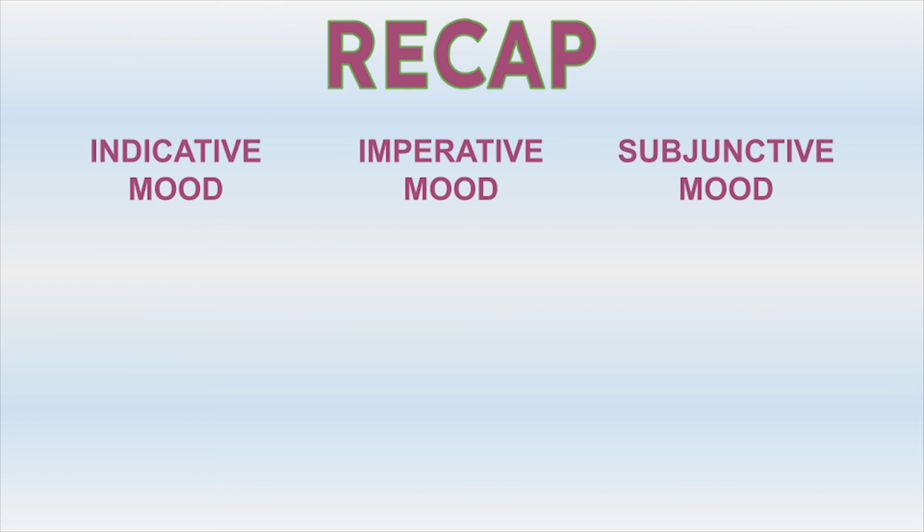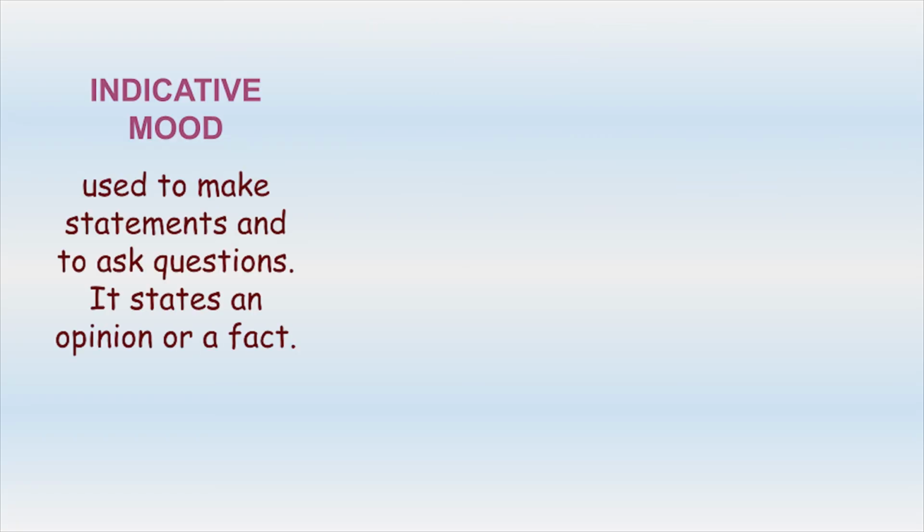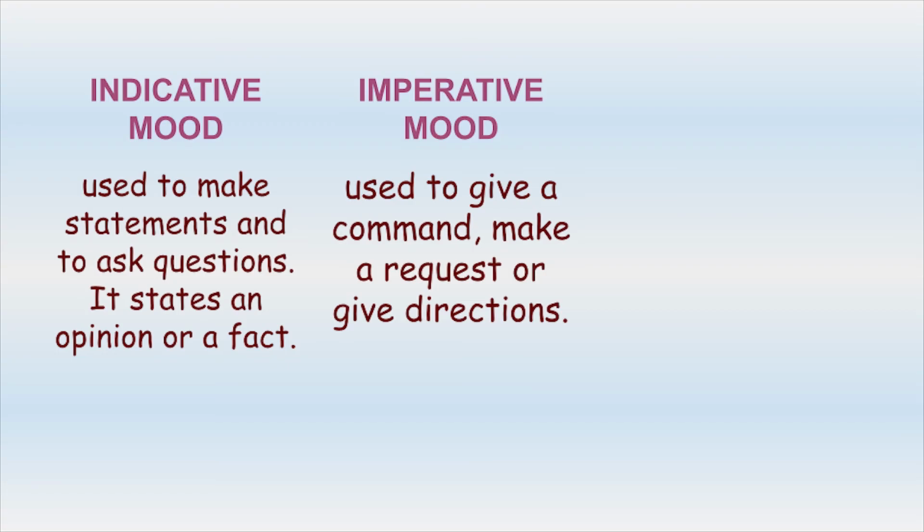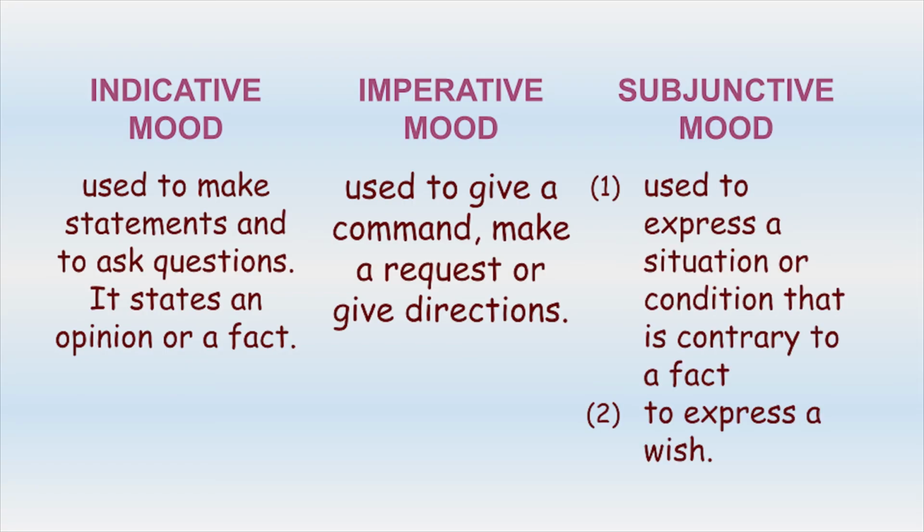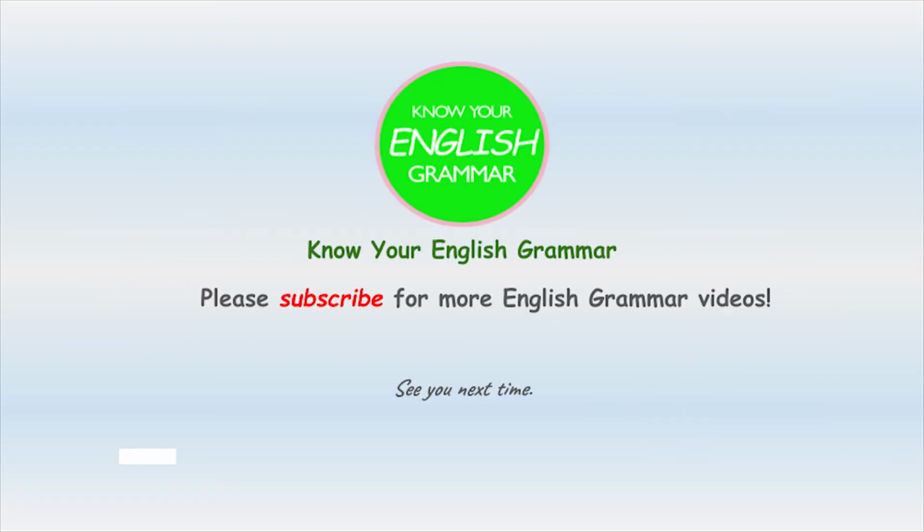So let us recap. There are three moods of the verb. The indicative mood is used to make statements and to ask questions. It states an opinion or a fact. The imperative mood is used to give a command, make a request, or give directions. And the subjunctive mood is used to express a situation or condition that is contrary to fact and also to express a wish. That's it for this lesson.